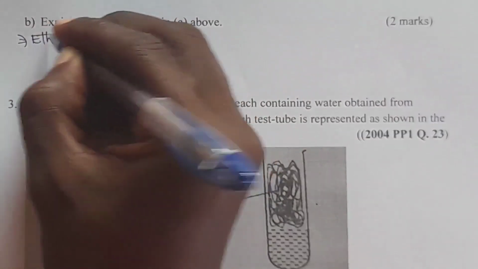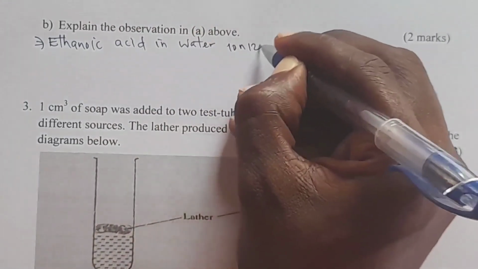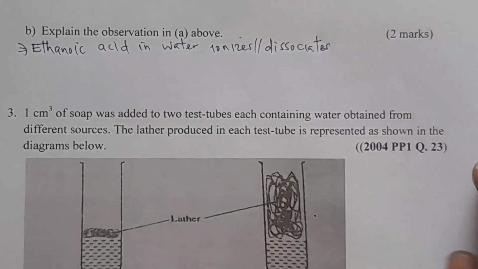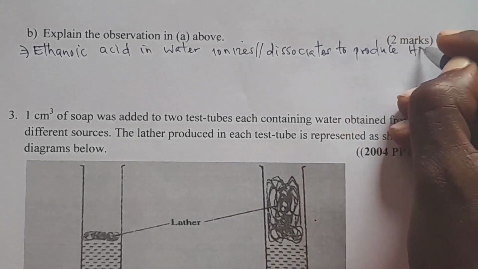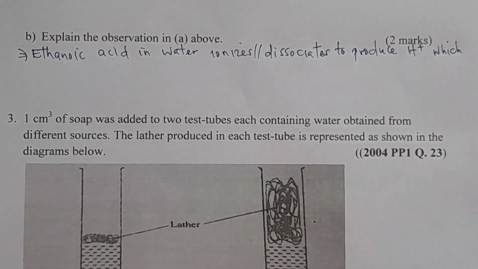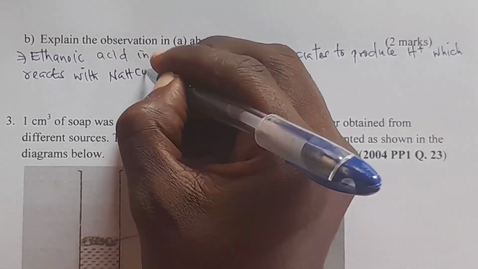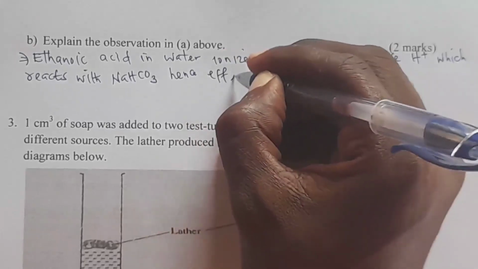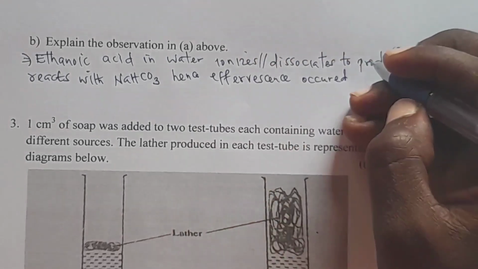Ethanoic acid in water ionizes, or we can say dissociates, in water to produce hydrogen ions, which react with sodium hydrogen carbonate, hence effervescence occurred.